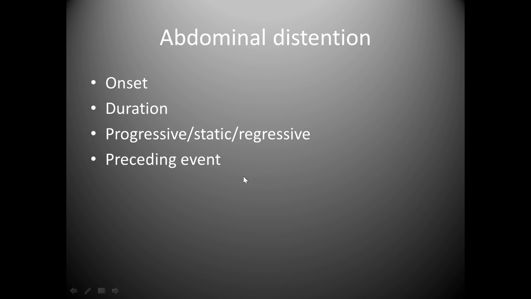So we have to always ask about any preceding event. Is there constipation? If the patient is not passing stool, then he can present with abdominal distension. And anorexia, and whether it is associated with fever or pain in the abdomen.